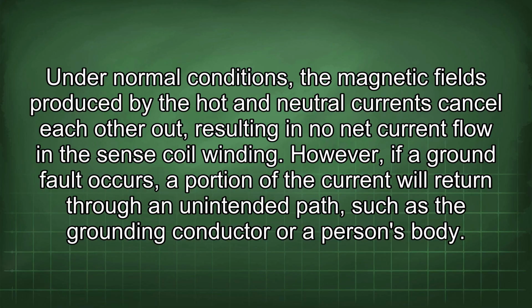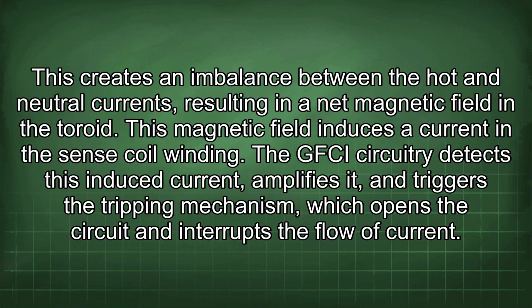However, if a ground fault occurs, a portion of the current will return through an unintended path, such as the grounding conductor or a person's body. This creates an imbalance between the hot and neutral currents, resulting in a net magnetic field in the toroid. This magnetic field induces a current in the sense coil winding. The GFCI circuitry detects this induced current, amplifies it, and triggers the tripping mechanism, which opens the circuit and interrupts the flow of current.